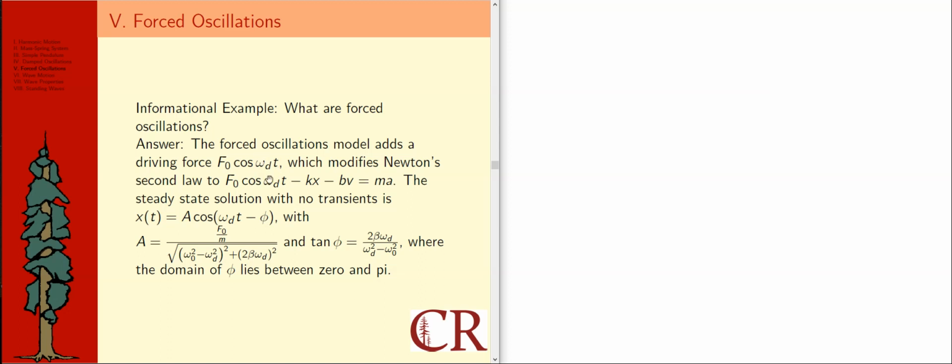You could say, hey, I'm going to drive the system at a frequency equal to what is natural to it, and then see what happens. Part of this solution, though, is this complicated formula we saw on the key concept slide for the amplitude of this oscillation, which depends on the driving frequency. And we'll see that it tends to be large when that driving frequency is close to the natural frequency for the system.